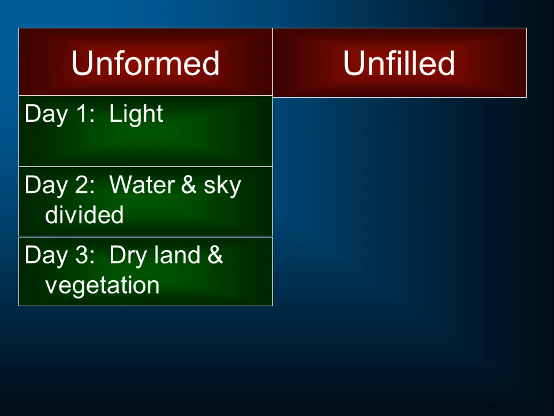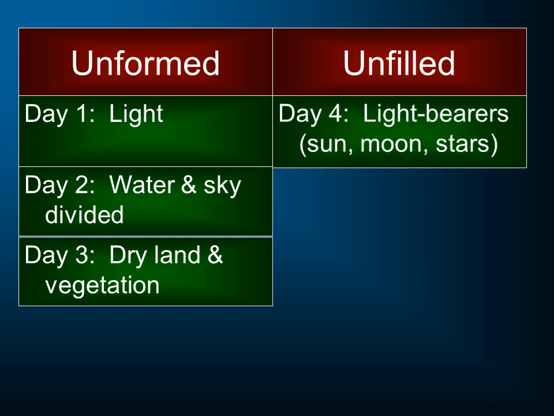In each of those sections, on day 1, day 2, day 3, there is the formation of something that had not been there before. But beginning on day 4, we have the light bearers, the greater light to rule the day, the lesser light to rule the night. They're not said that way, but they're the sun and the moon. And then there's even a mention, the stars are mentioned also. In other words, the light was made on day 1. Now those things that hold the light, light holders, light bearers, are made on day 4.